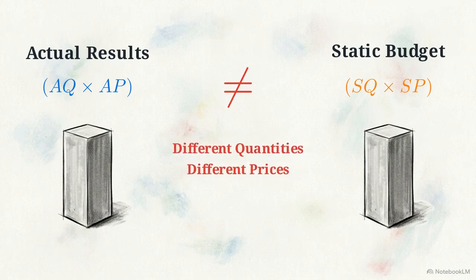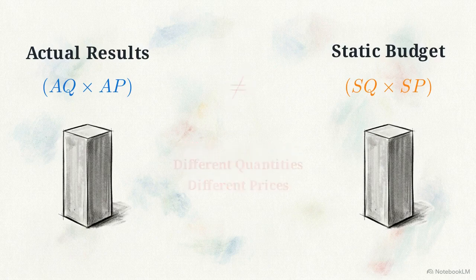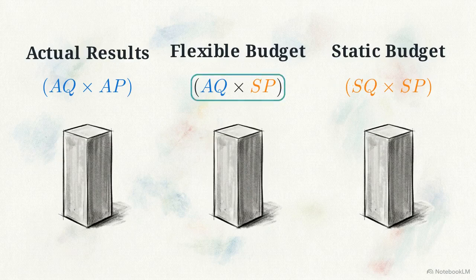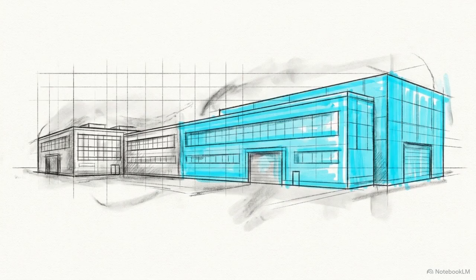Comparing these two columns directly is mathematically flawed because we are trying to compare different quantities and different prices simultaneously. We resolve this by dropping a bridge directly between them: the flexible budget. The formula for the flexible budget takes the actual quantity from our real-world results and multiplies it by the standard price from our initial plan. By applying standard prices to the exact actual quantity produced, this new budget adapts to any level of production volume.